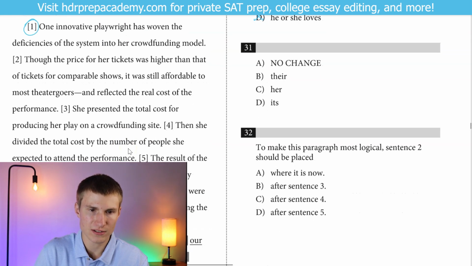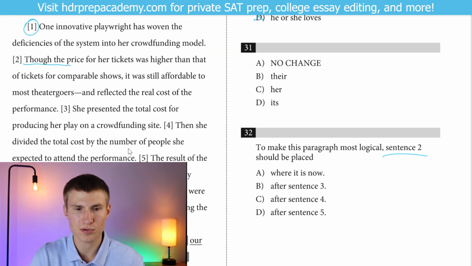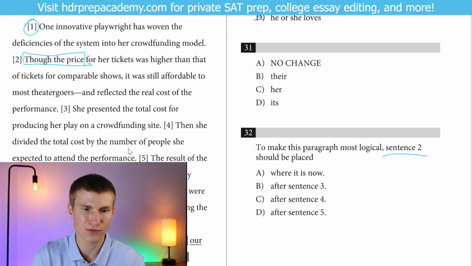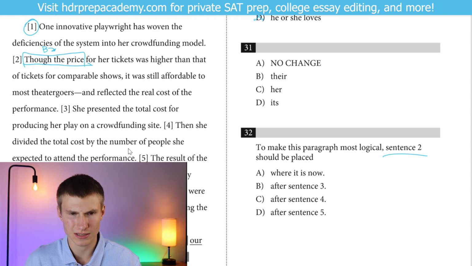All right, once again, we see we have a number at the beginning of our paragraph. We're going to find the sentence we've got to place. It's going to be sentence 2. So we have, though the price for her tickets was higher than that of tickets of comparable shows, it was still affordable to most theater goers and reflected the real cost of the performance. All right, big thing here is that before we place this, we want to have some sort of discussion about the price, maybe how we get there, something like that.